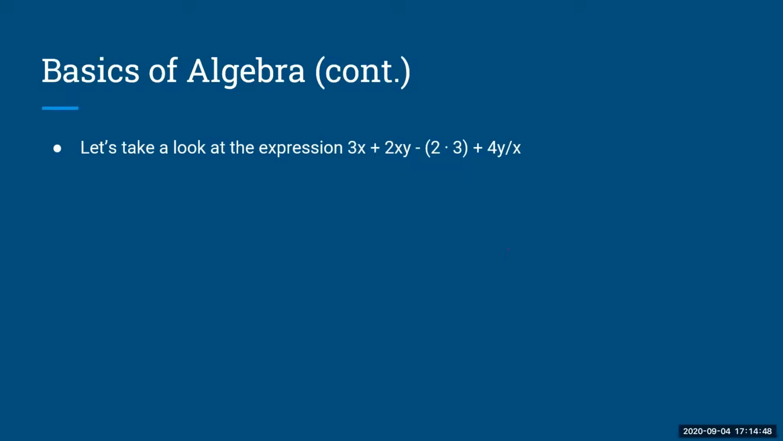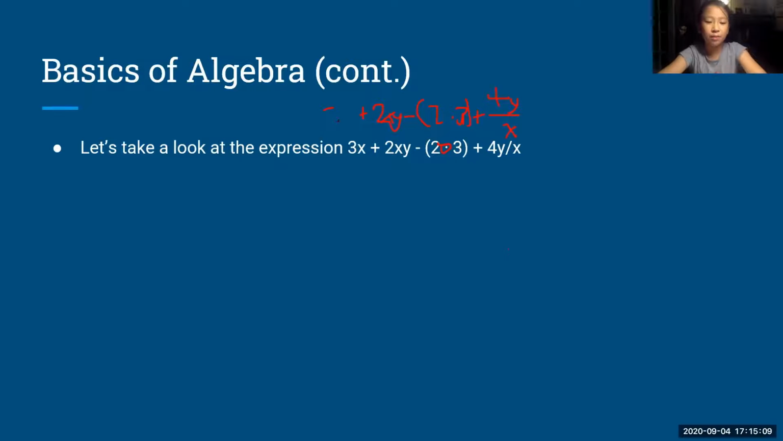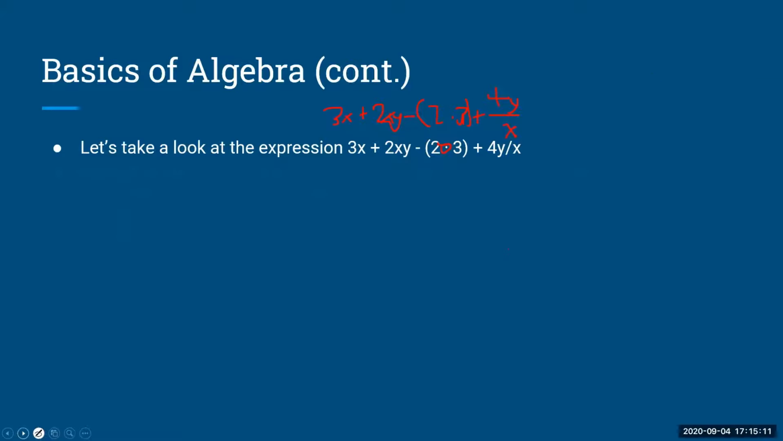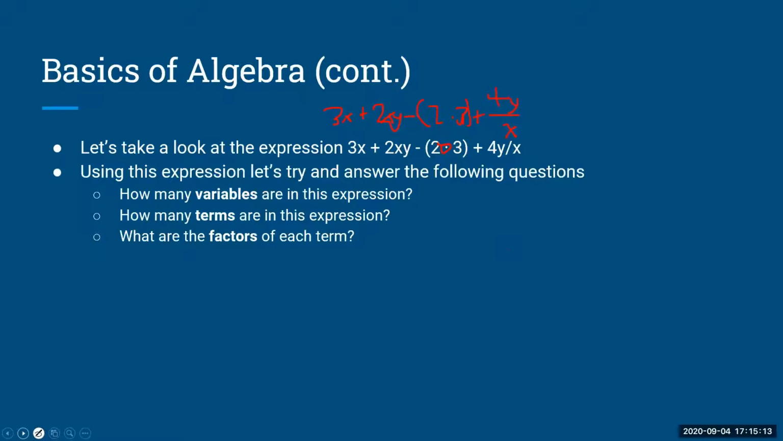So let's take a look at this expression, 3x plus 2xy. This means 2 times x times y. This means 3 times x. Minus parentheses 2 times 3 parentheses plus 4y divided by x. So this can be written like this. 2 times 3. This dot right here is another way to signify multiplication. I've told you guys this already, but if you didn't know, well, now you know. Are we just simplifying the expression? Yeah, I'm teaching you guys how to simplify because some people might not know.